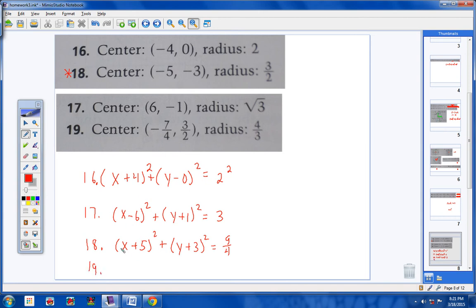Change the sign of your 7/4, so x plus 7/4 quantity squared plus y minus 3 halves quantity squared equals, and then you square the radius, so 4/3 squared. Square the 4, that's 16. Square the 3, that's 9. So really you could put 16 over 9 if you would like to, or you could leave it 4/3 squared. That's fine also. Pretty simple so far, guys, not difficult.